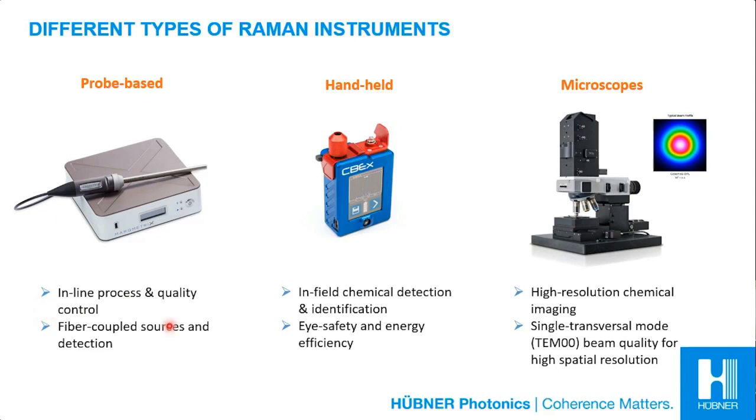Then there are very compact handheld instruments used for in-field detection and identification, for instance for homeland security and fraud protection applications. And here the laser should be small and energy efficient, to be able to be battery powered. And here eye safety needs to be taken into account as well. And finally, there are various types of Raman microscopes that provide high spatial resolution chemical imaging. And here the single transversal mode diffraction limited beam is very important to achieve high spatial resolution in confocal imaging. And it's also usually important here to have the capability to emit at different wavelengths.